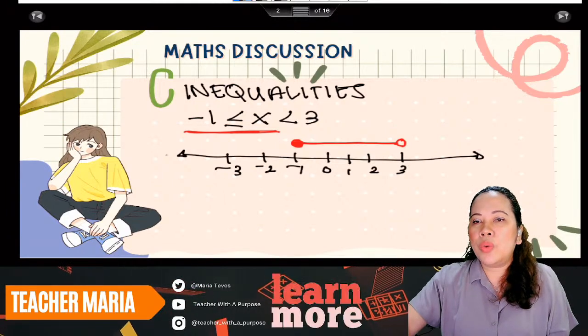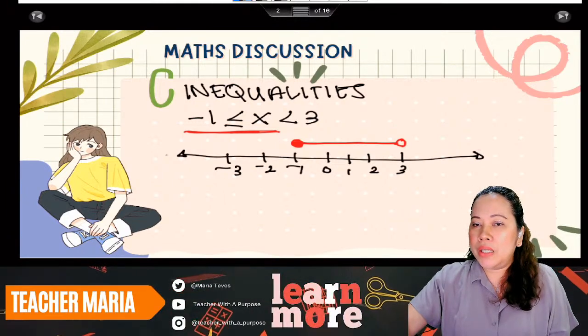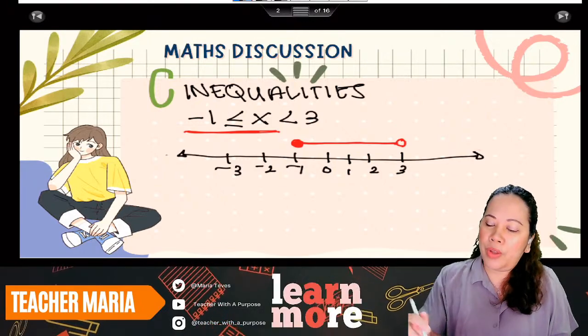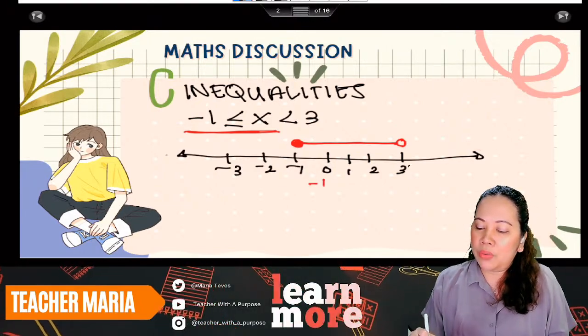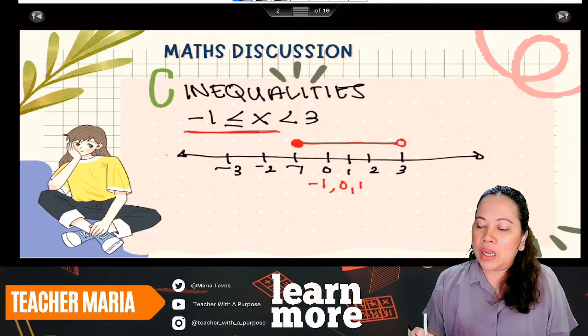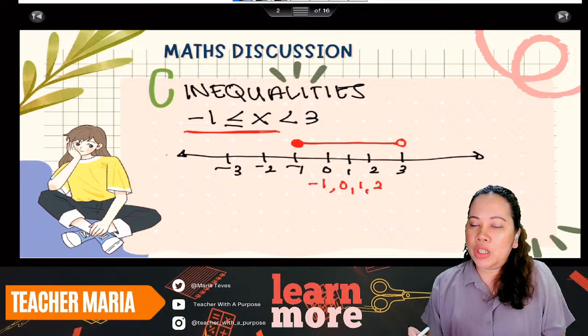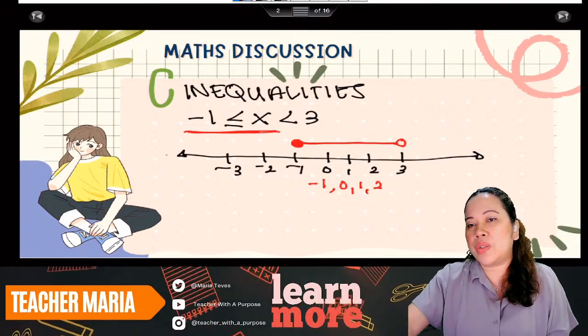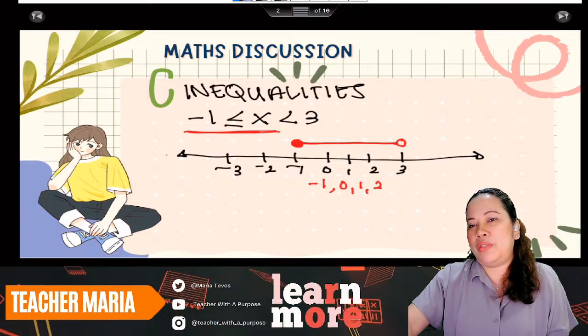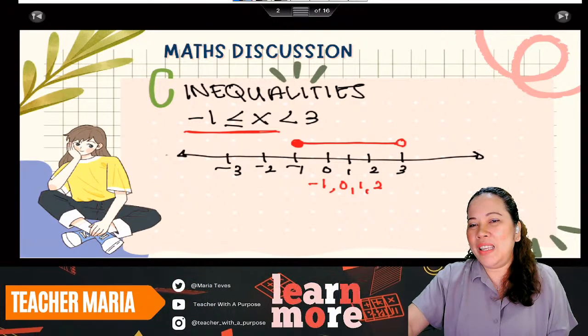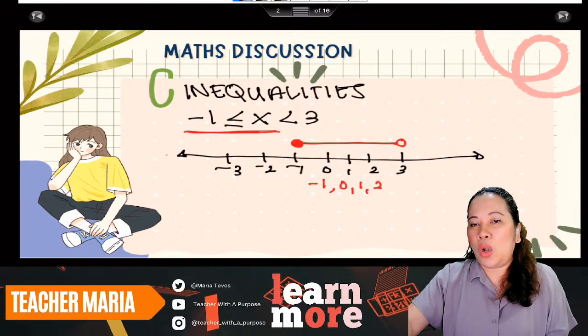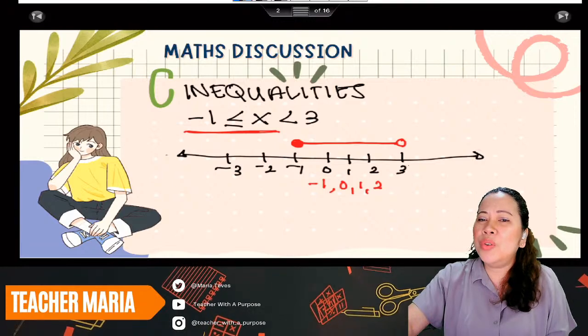So what are the possible numbers that could be a solution for this? You can have -1, you can have 0, you can have 1, you can have 2. But you cannot have 3 because 3 is not part of it. Okay? I hope you have understood.